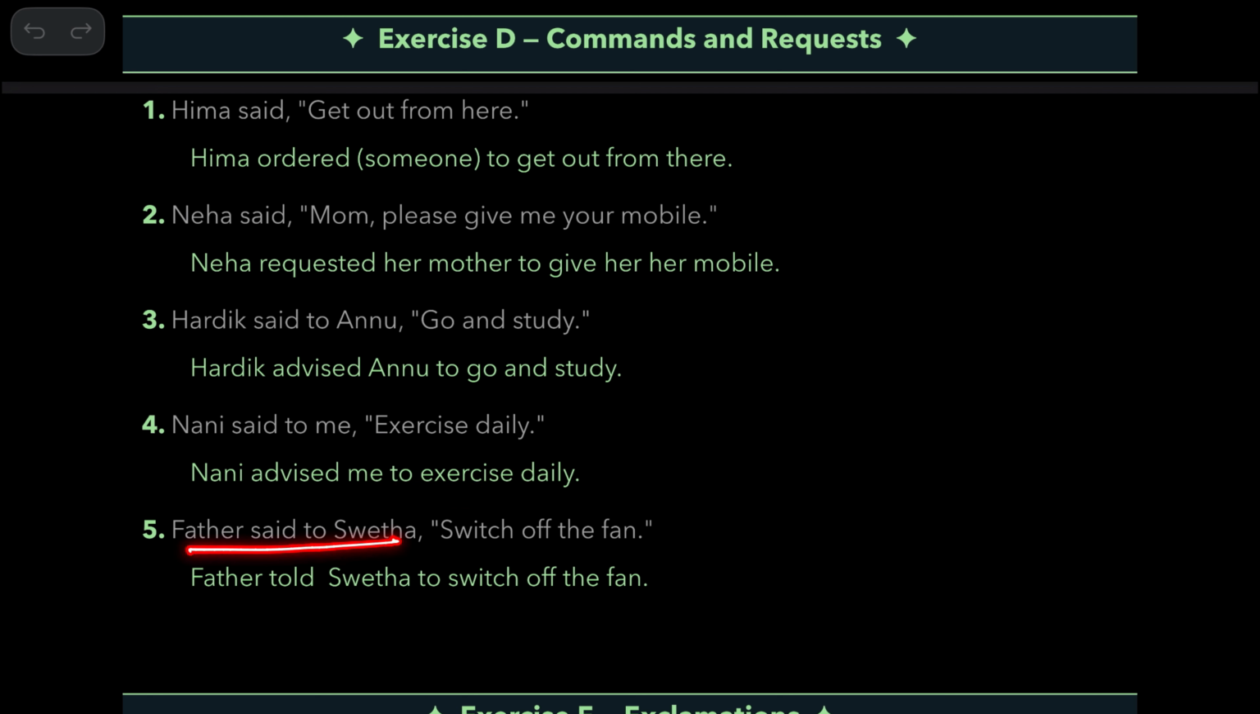Father said to Sweta, switch off the fan. Father told Sweta to switch off the fan. You can say asked also in such cases, but asked is considered slightly more formal than told. Told is just straightforward. The speaker is not really that polite.